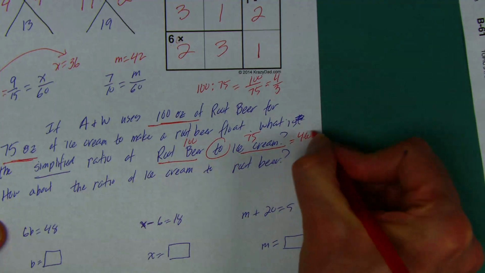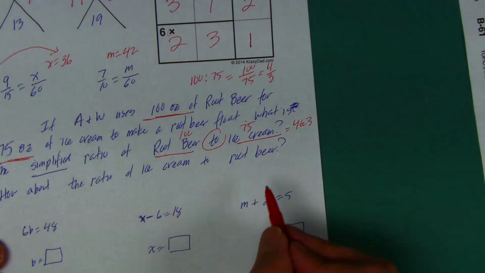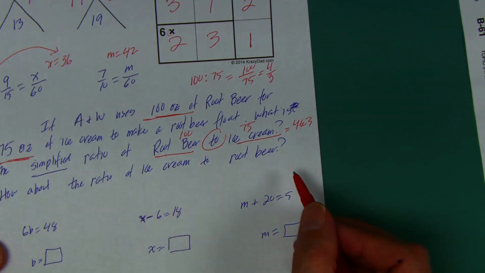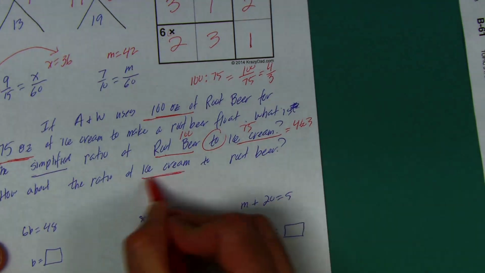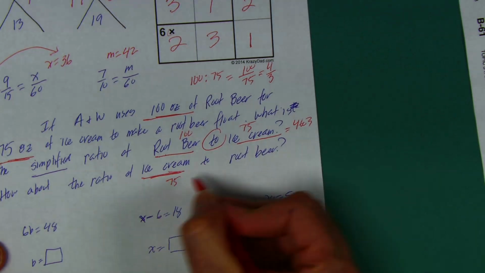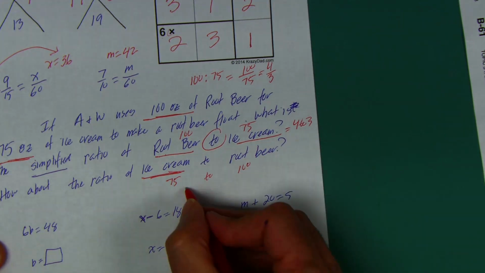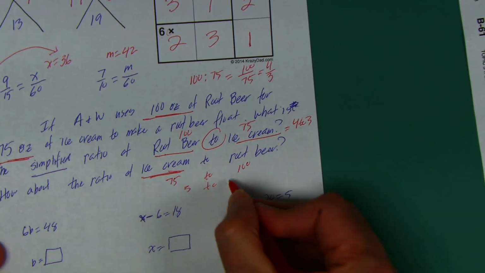4 to 3. Now it says, what about the ratio of ice cream to root beer? Isn't that 4 to 3? No, that's why you like to write it in words first. Okay. Here I'm going to have 75 to 100. That is 3 to 4.